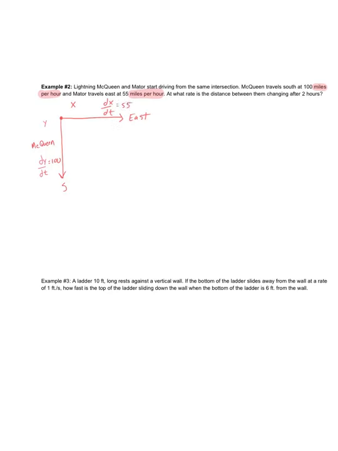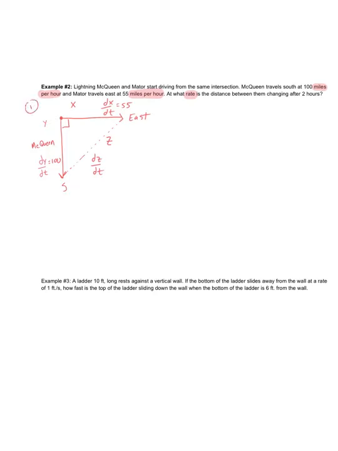All right, now we want to know what is the rate. Again, it's asking us for a rate. What is the rate the distance between them is changing after 2 hours? So the distance between them is right here. All right, so we have made a right triangle. So this length right here, again, needs two variables. I'm just going to call it z for the length, and I'm going to need dz/dt, the rate of change that is changing.